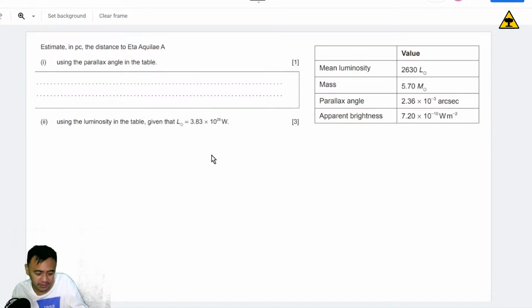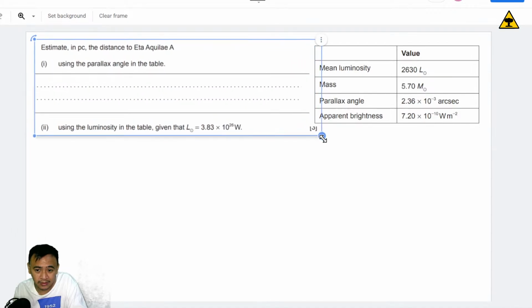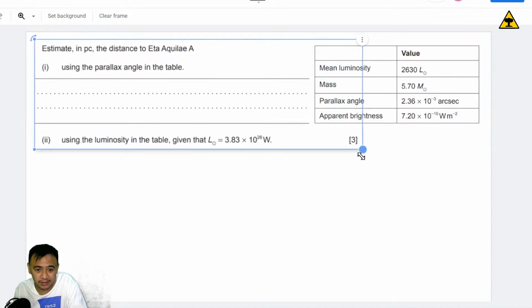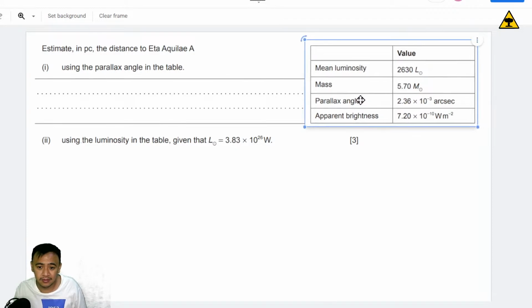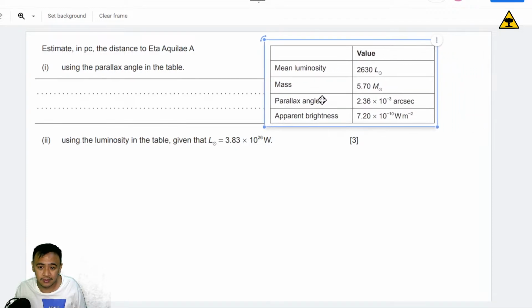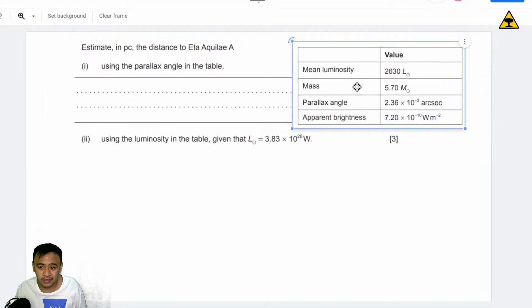Okay, so which formulas do you need here? You'll need the first formula. How about the second one? What was the question saying? Okay, all right, let's make it bigger so you can read it. You have to move it to the right.